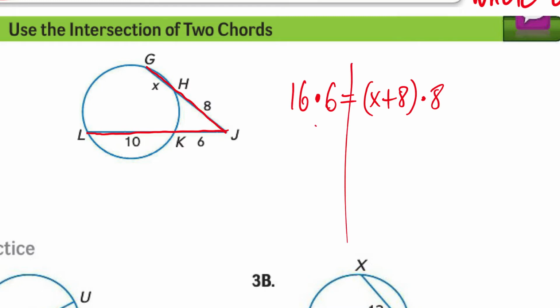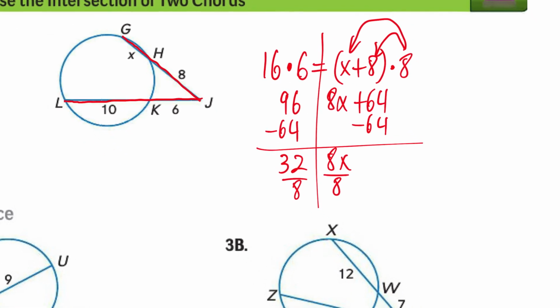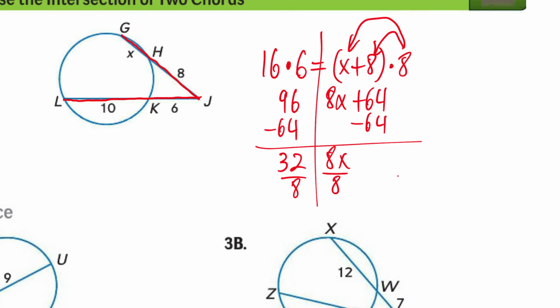Okay, 16 times 6 is 96. We've got to distribute this 8. So 8x plus 64, minus 64. So 32 equals 8x. Divide by 8. x is 4. x is 4.